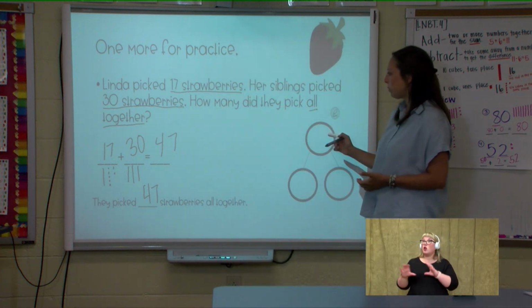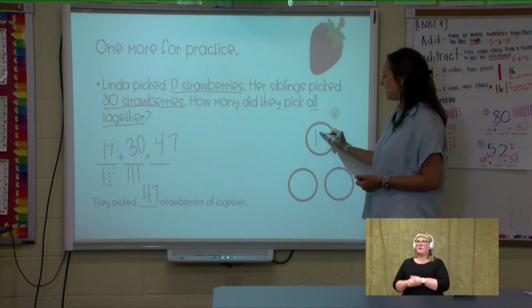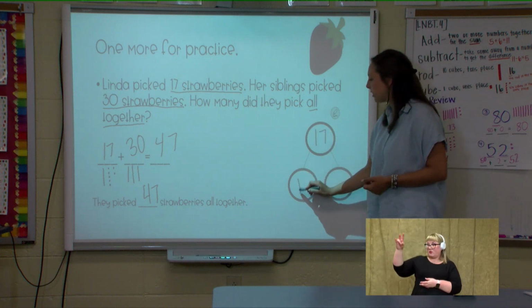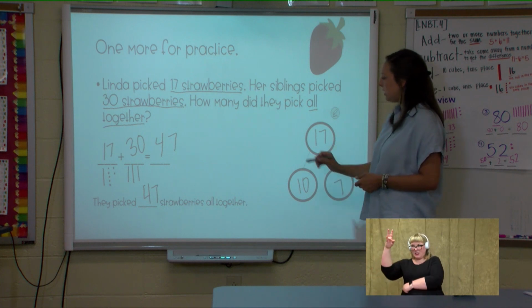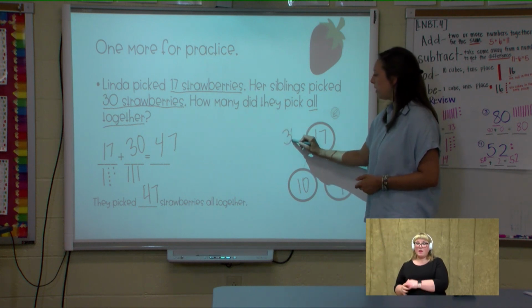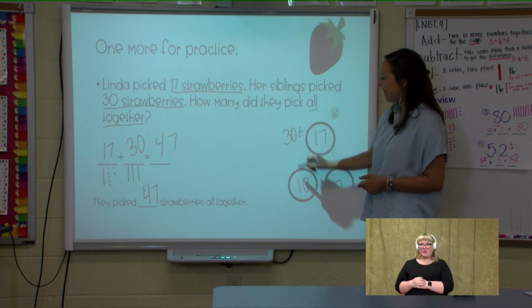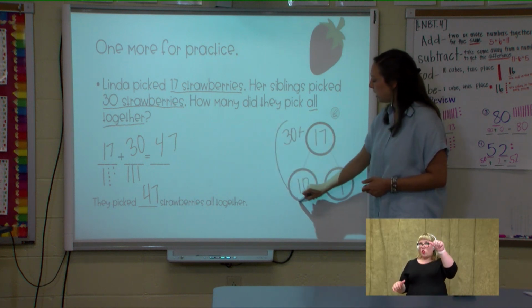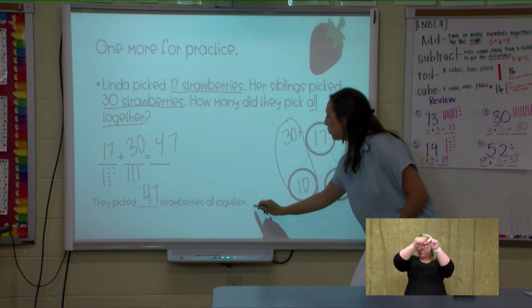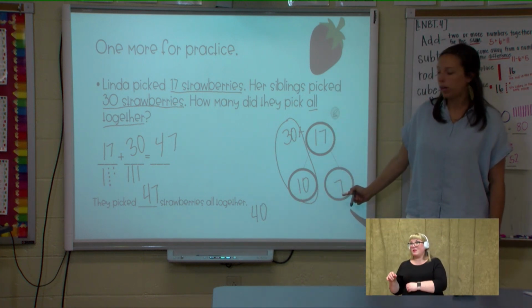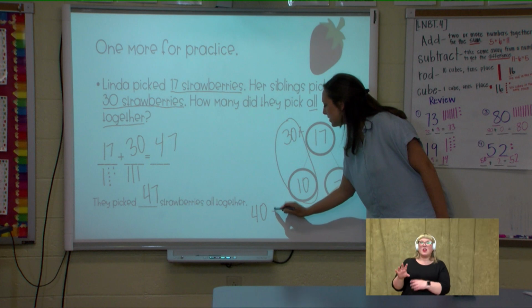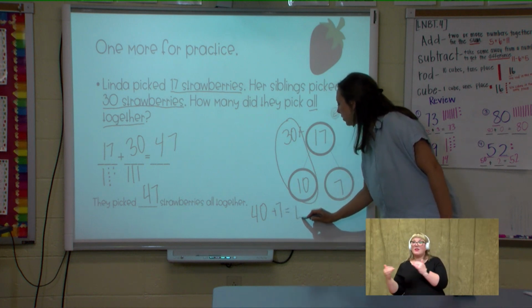Let's do our number bond. We're going to put 17. We can break that up because 10 plus 7 gives us 17. Add our 30 to it. Add the tens first. 10 plus 30 gives us 40. Cannot forget about your ones. 40 plus 7 gives us 47.